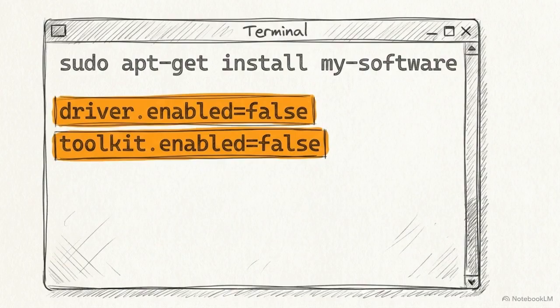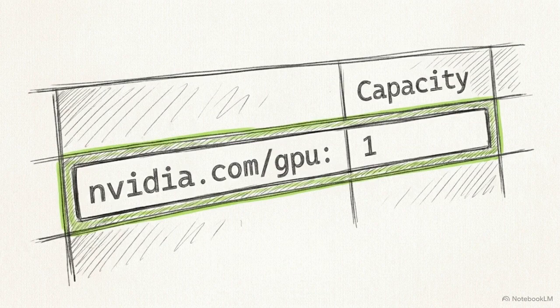This terminal mockup shows the Helm installation command. We specifically set driver.enabled equals false and toolkit.enabled equals false, ensuring the operator only manages the fixed plugin. Check the node capacity metrics. When the system successfully advertises one schedulable NVIDIA GPU, the memory issue is resolved.